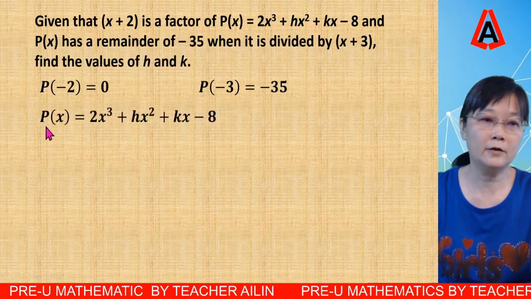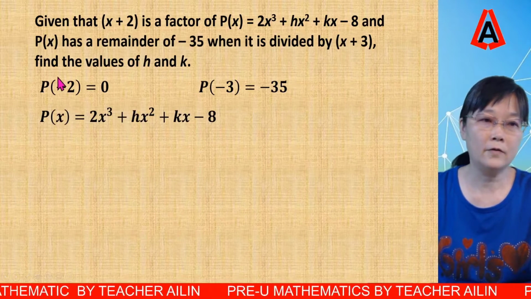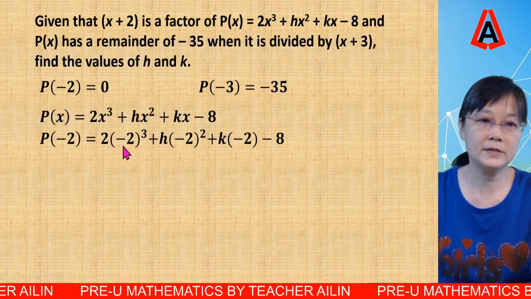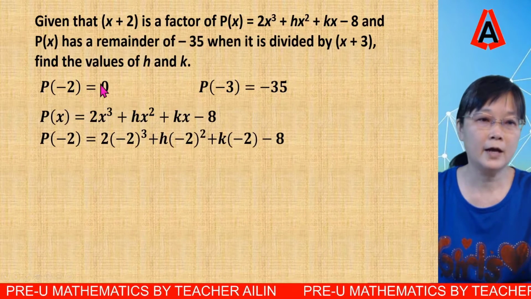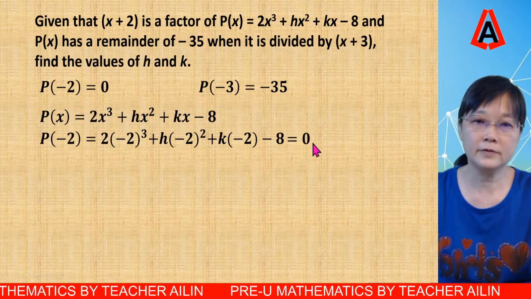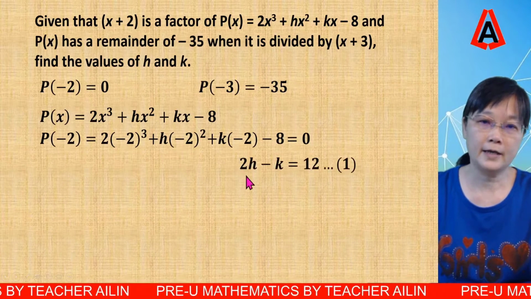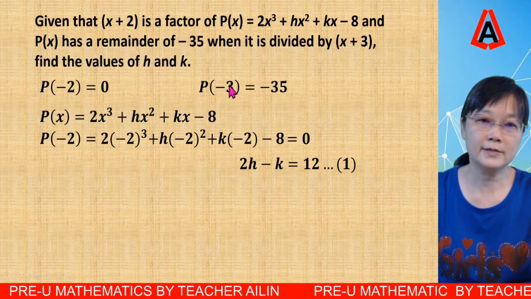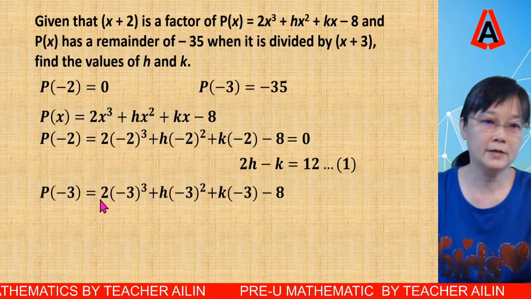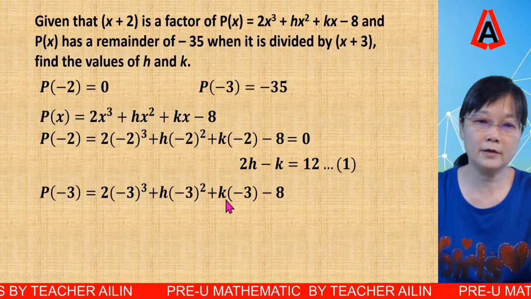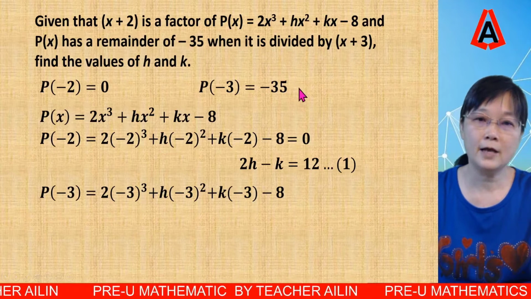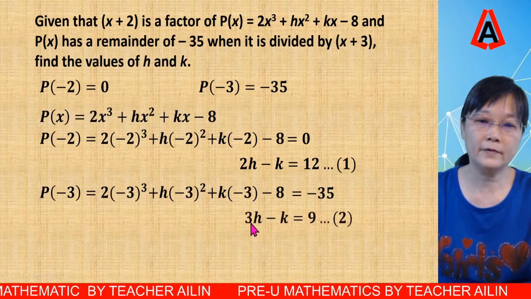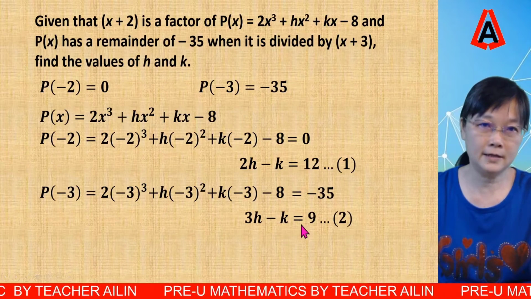And since the polynomial is given here, now I'm going to substitute x with negative 2. When I substitute x with negative 2, I should get a value of 0. Then when I simplify, I get a linear equation. Next, I'm going to substitute x with negative 3. When I substitute x with negative 3 in this polynomial, I should get a value of negative 35. When I simplify, I get another linear equation.